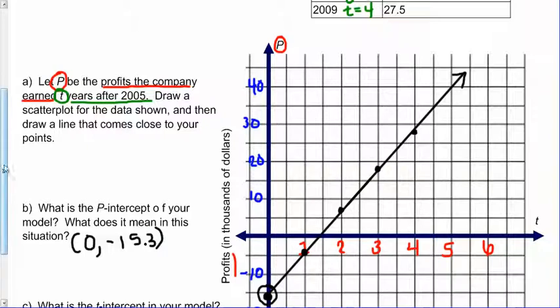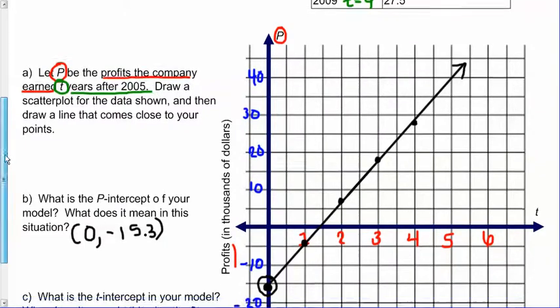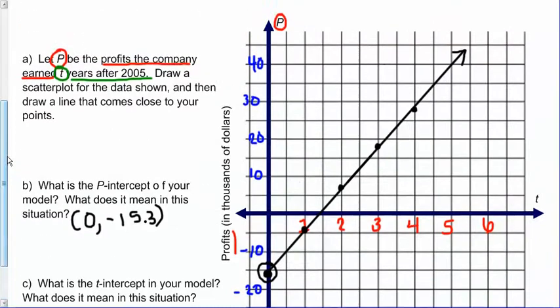What does that mean? Well, the 0 refers to years since 2005. So that would be the year 2005. In 2005, the profit was, in fact, it was actually a loss, right? So the profit was non-existent. So maybe we should say the company lost, just to be clearer on that. So we didn't make any money. We want to be as clear as we can when we say what this thing means.